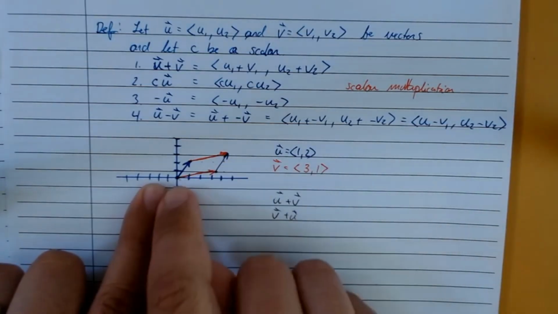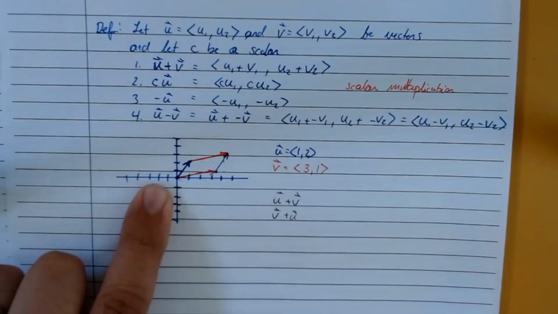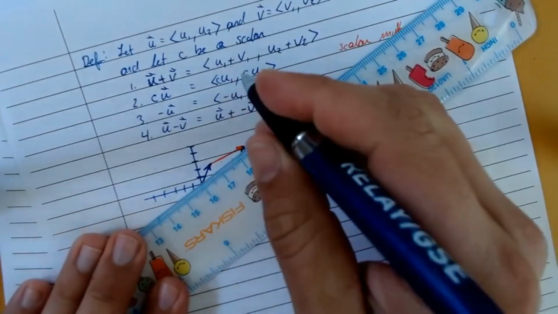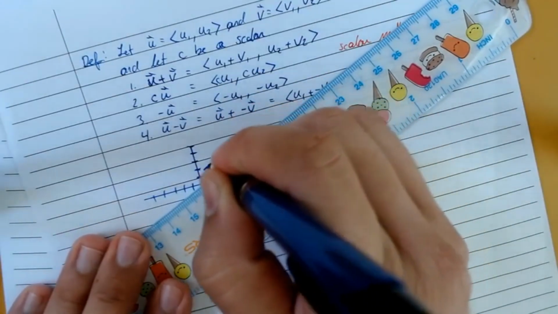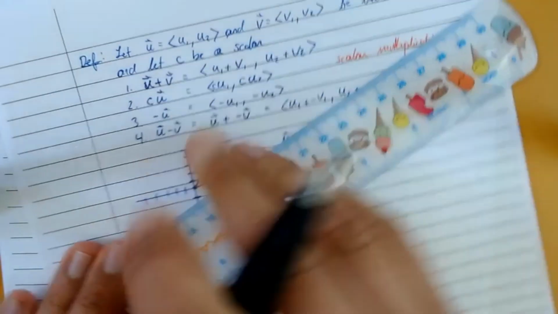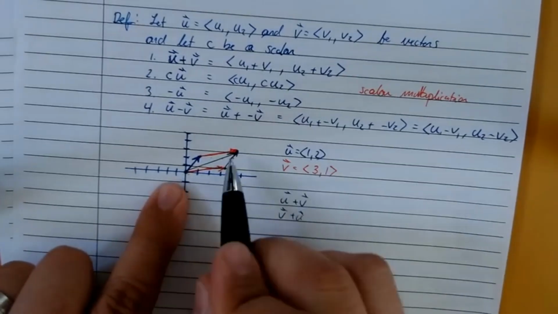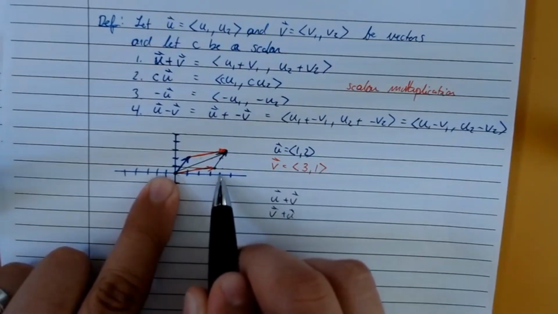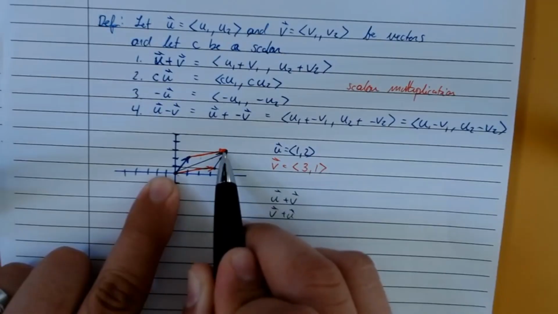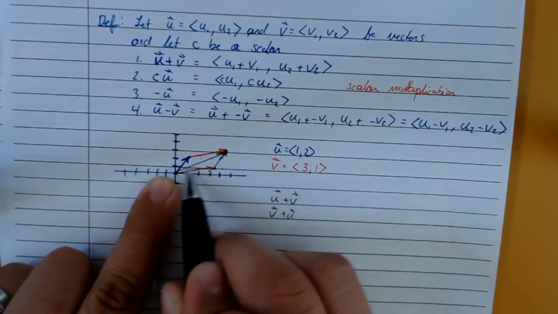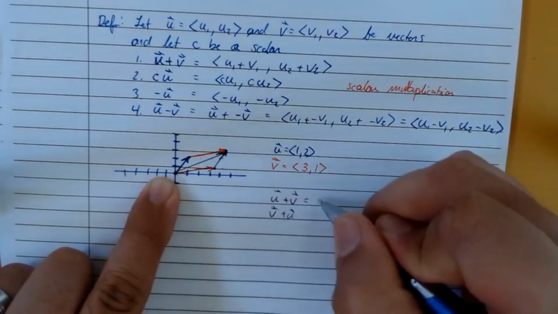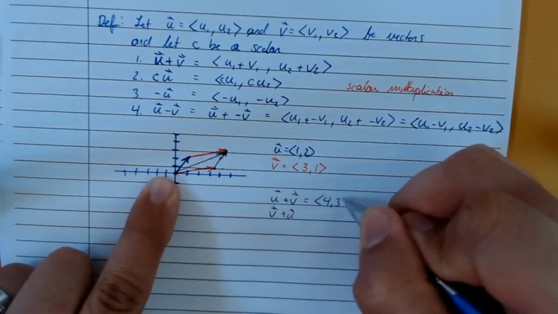Well, instead of taking 2 steps to get there, I could have just taken a single step from the very beginning. Starting from the origin, I could have just gone straight there. If I started from the origin and went straight there, what would have happened? Well, I'd have to go to the right 4, and then go up 3. So this vector right here is 4 to the right, up by 3. So in component form, that would be 4, 3.